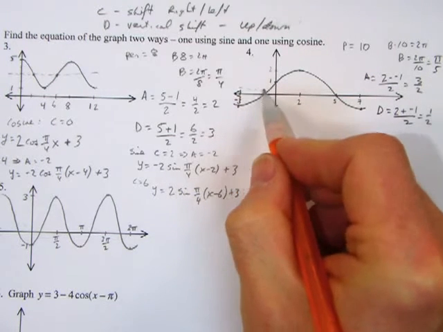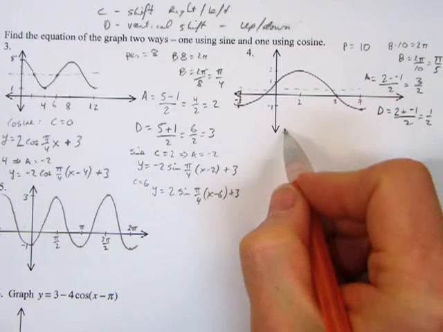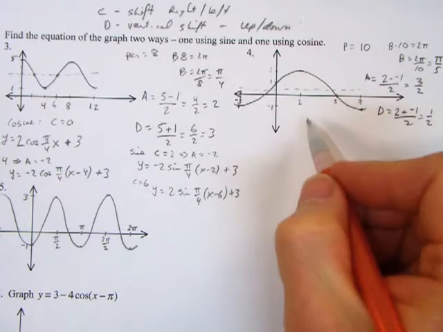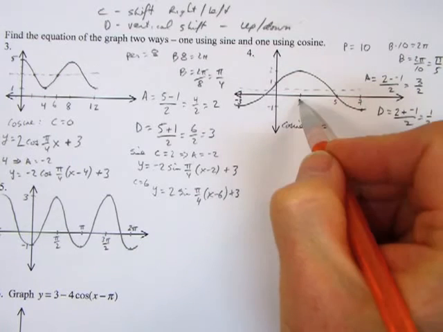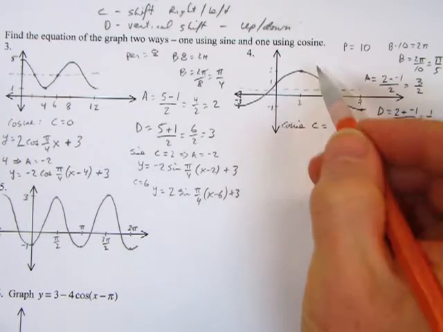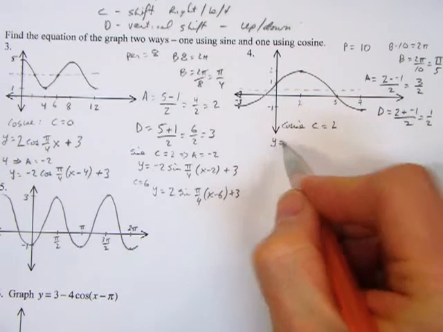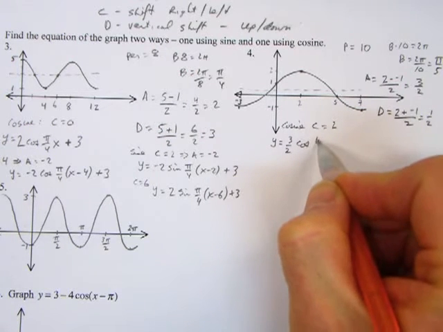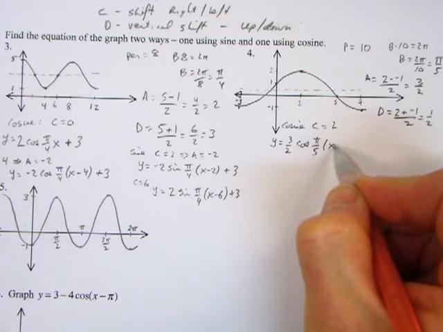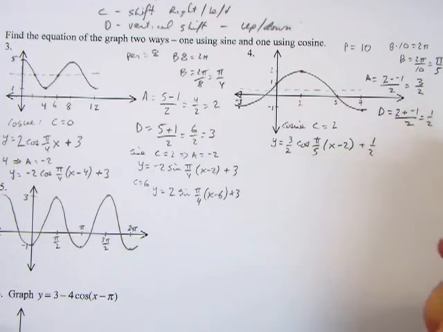And we can draw that one in here. So note, this isn't going to start nicely for a sine graph, but that's not a problem. We can figure it out. Cosine's going to be easier again in this problem. If it's cosine, what is C? Well, we can look here and see the high point is at 2, so C is 2. And that would give us y equals our A, 3/2 cosine pi over 5 times the quantity of x minus 2, all of that plus 1/2.